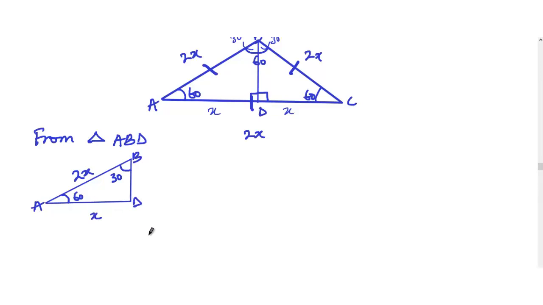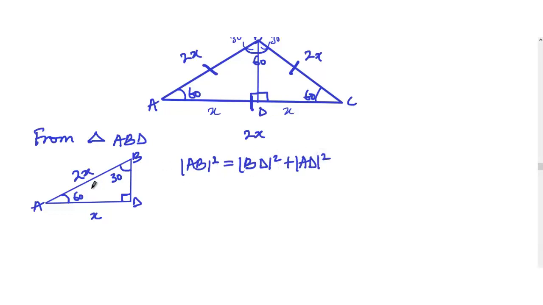So I need the length BD. To get the length BD, what do I use? I use the Pythagorean theorem. The Pythagorean theorem tells us that the square of the hypotenuse is equal to the sum of the squares of the other two sides. The hypotenuse in this case is the side facing the right angle, which is AB. So we can see that AB square will be equal to BD square plus AD square.